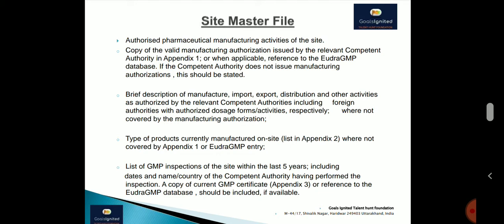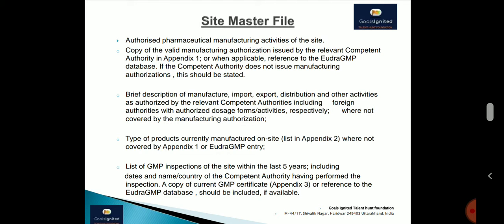Authorized pharmaceutical manufacturing activities of the site, you have to tell what all is made there. Copies of the valid manufacturing licenses, marketing authorization, everything you need to incorporate in the site master file. A brief description of the manufacturing, import, export, distribution and other activities authorized by the relevant competent authorities, including foreign authorities, with the authorized dosage forms, and activities not covered in the manufacturing authorizations. Everything needs to be mentioned: the foreign GMP audits you have had, the regulatory inspections you have faced, and the accreditation approvals you have. All this information must be accommodated in the site master file.